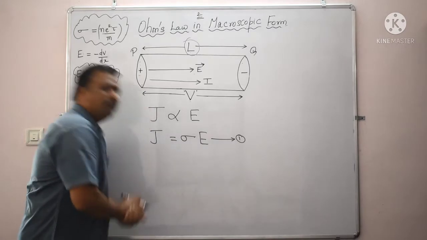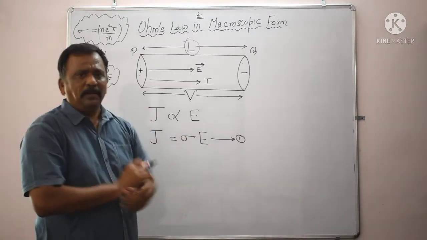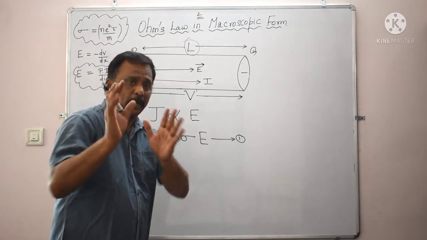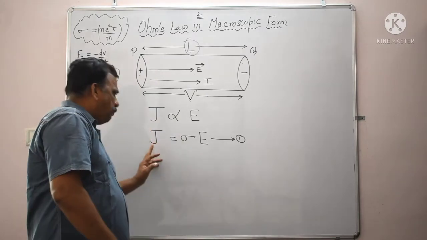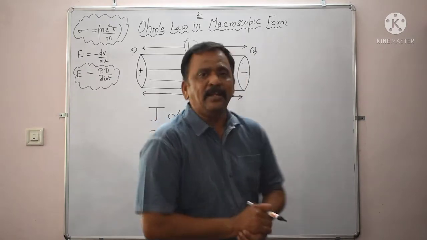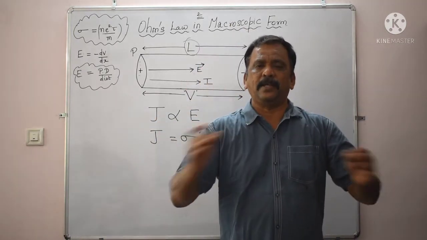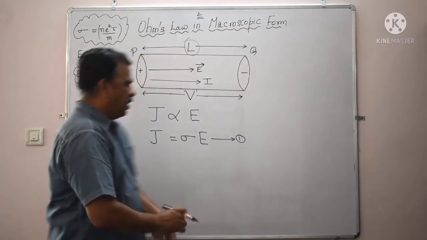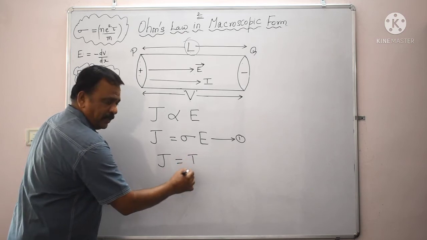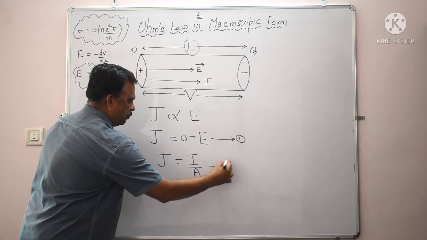Now what I am going to do is replace current density J with its formula, and electric field, which is written in terms of voltage, with that particular formula. So I am going to write J and E in terms of current and potential difference respectively. How to do that? You know current density J is current per unit area, isn't it? So I divided by A. Take this as number 2.